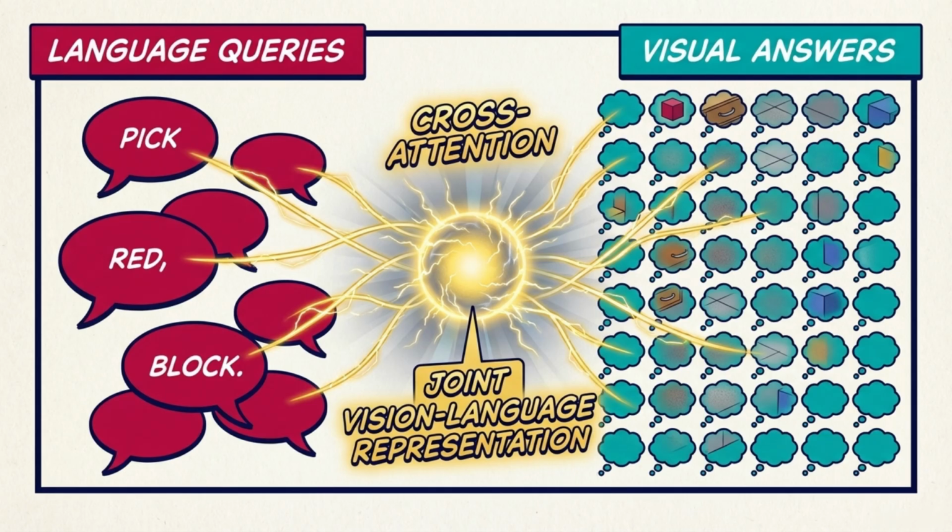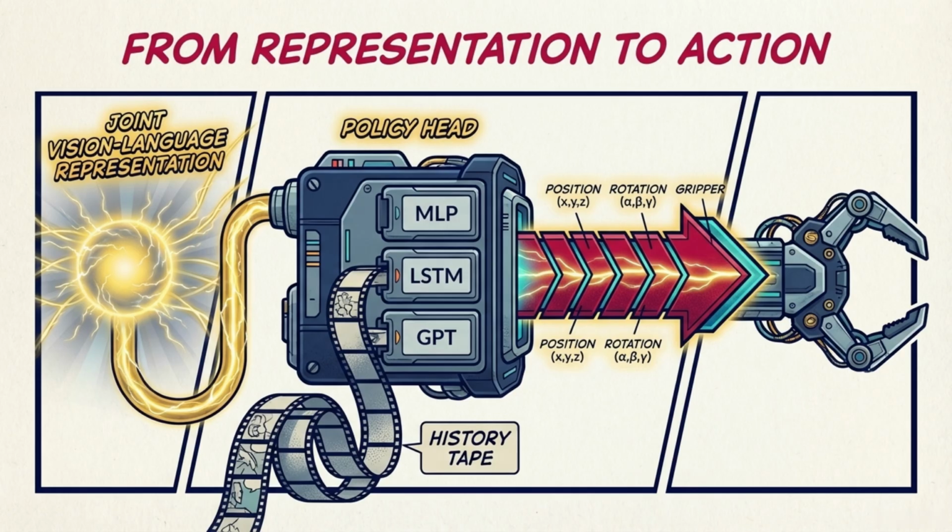These compressed visual features then flow into the feature fusion decoder, where language instructions and visual tokens interact through cross-attention. The language tokens act as queries about the visual scene, while the visual tokens provide answers. This creates a joint vision language representation that captures both what the robot sees and what it needs to do. The policy head converts this representation into actual robot commands.